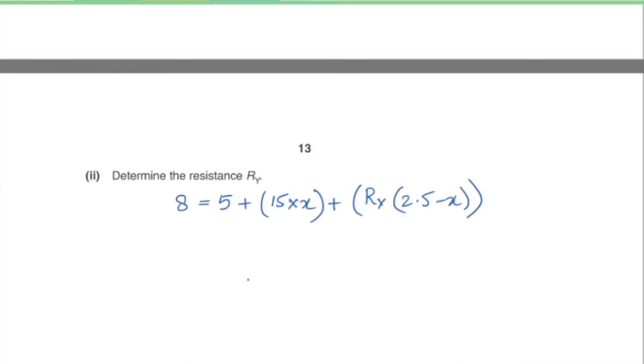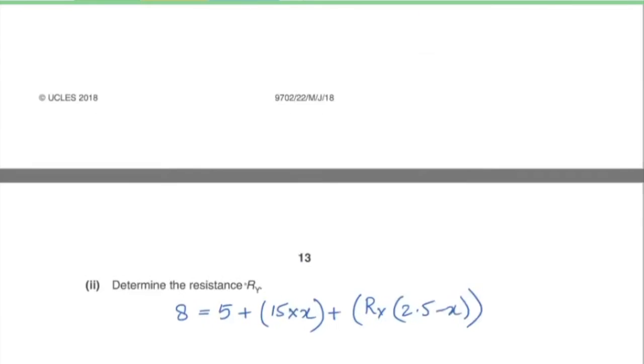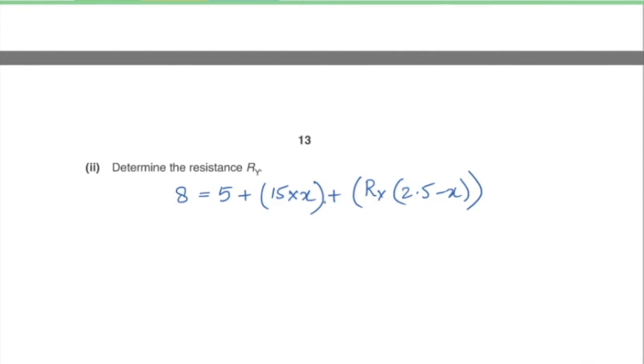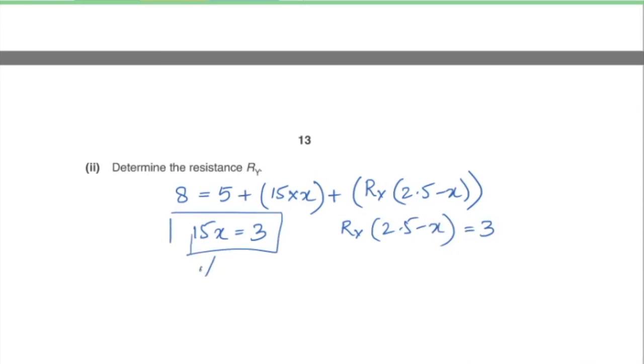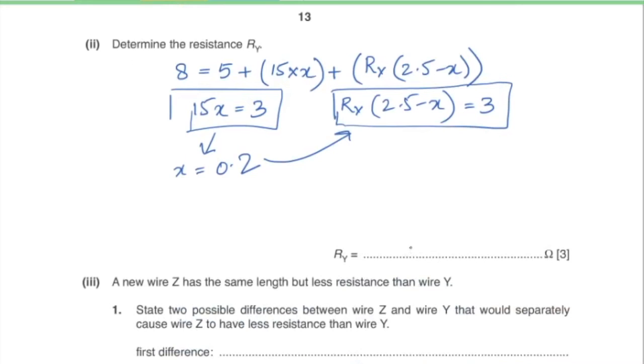And we already know that the PD of the battery is 3 volts. This means that the PD across resistor X is 3 volts and the PD across resistor Y is also 3 volts. So through this we can get the value of X, which is 0.2, and when you substitute this into this equation, you will have the resistance of wire Y, which is equal to 1.3 ohms.